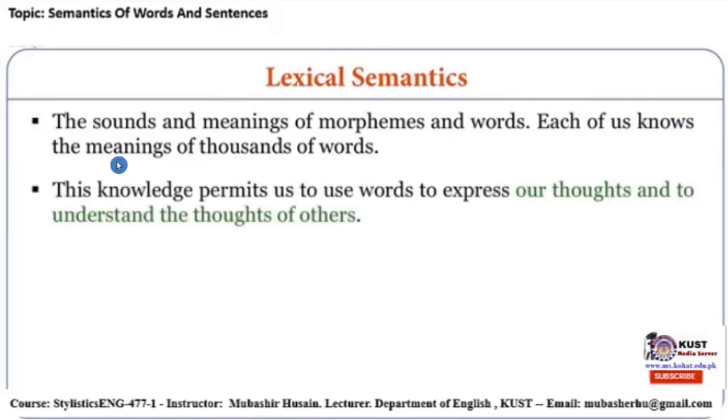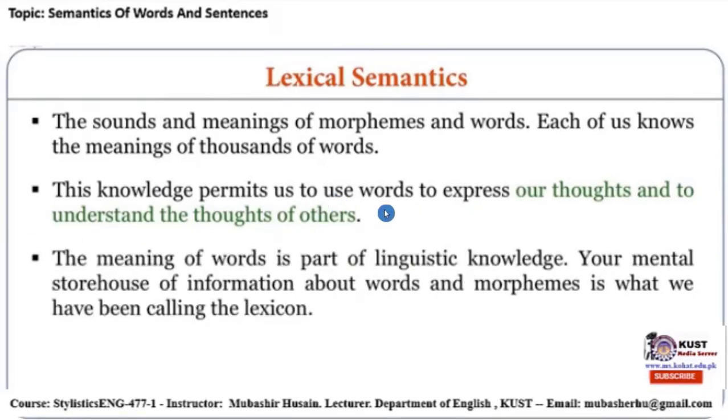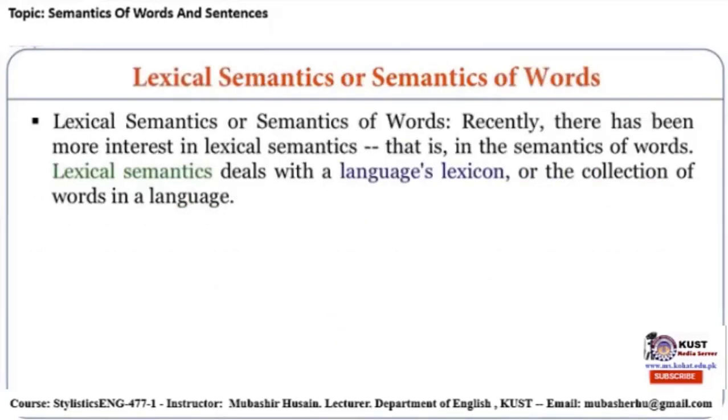The sounds and meanings of morphemes and words: each of us knows the meanings of thousands of words. This knowledge permits us to use words to express our thoughts and to understand the thoughts of others. The meaning of a word is part of linguistic knowledge. The mental storehouse of information about words and morphemes is what we have been calling the lexicon. Lexical semantics is the semantics of words. Recently there has been more interest in lexical semantics, that is, in the semantics of words.